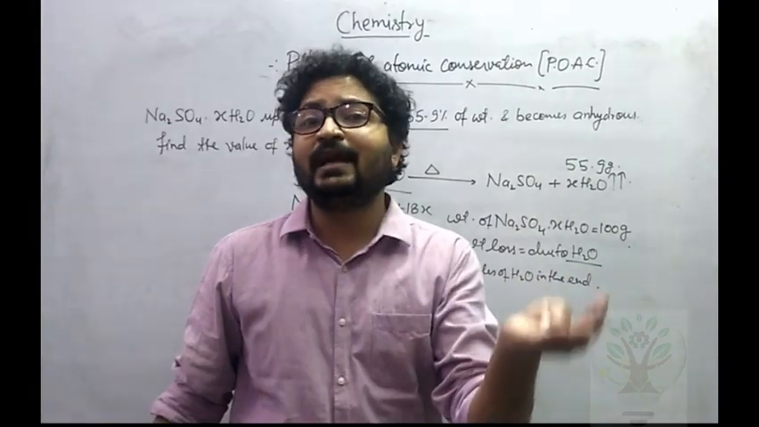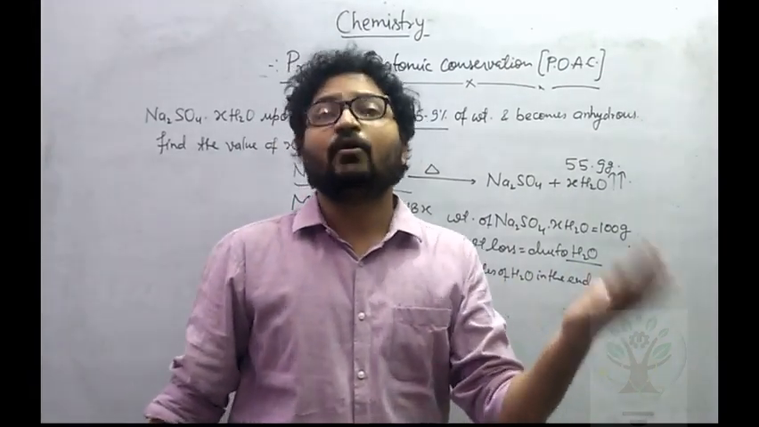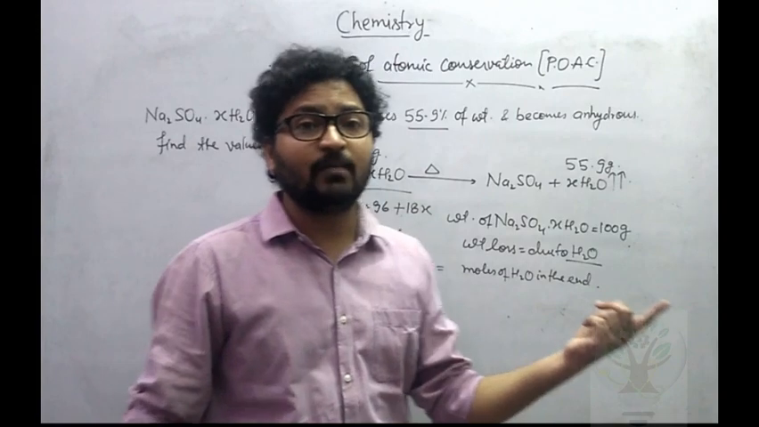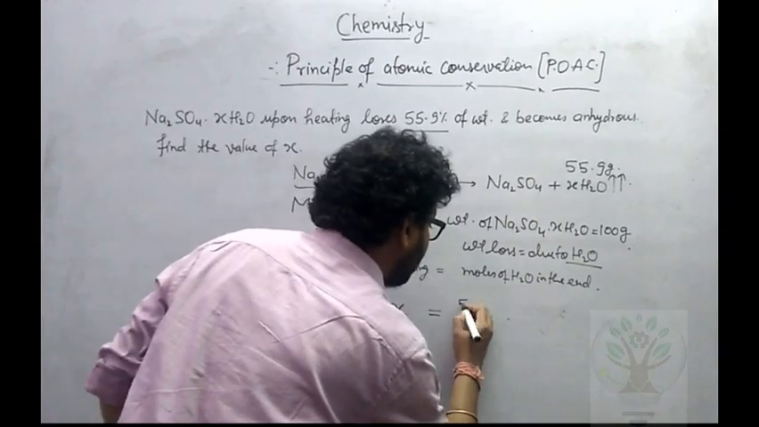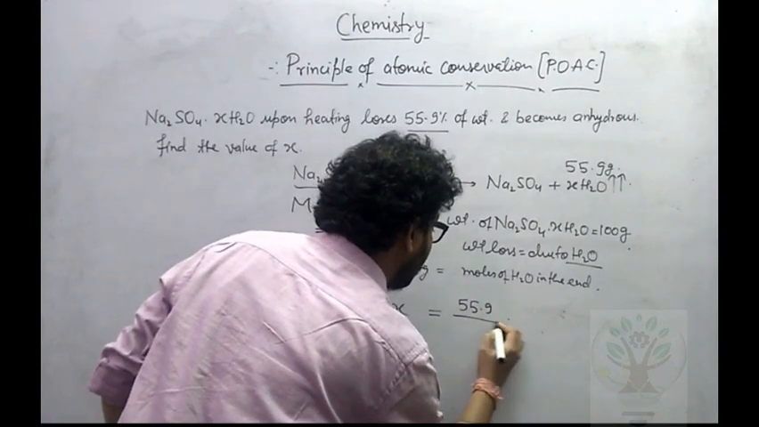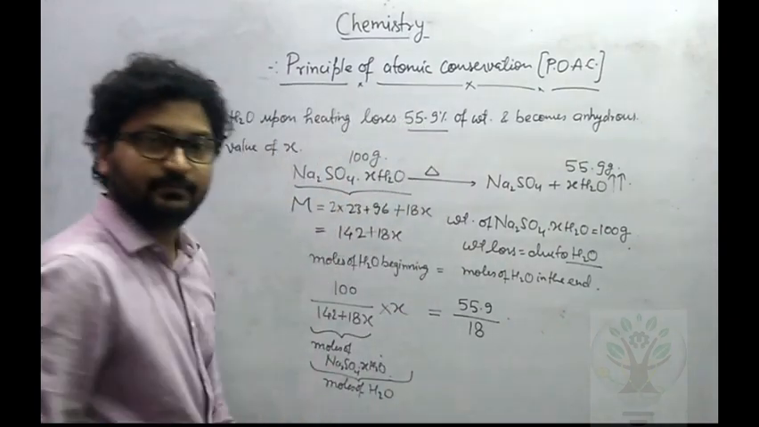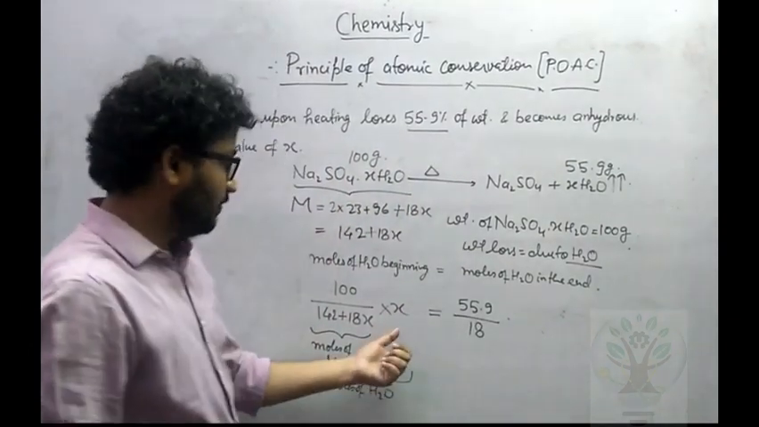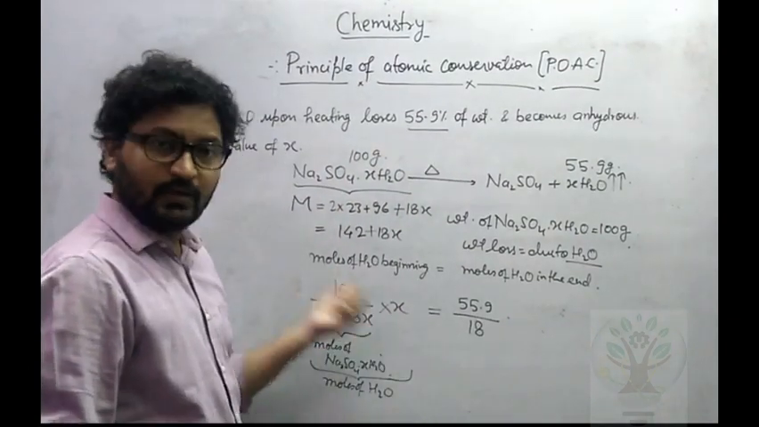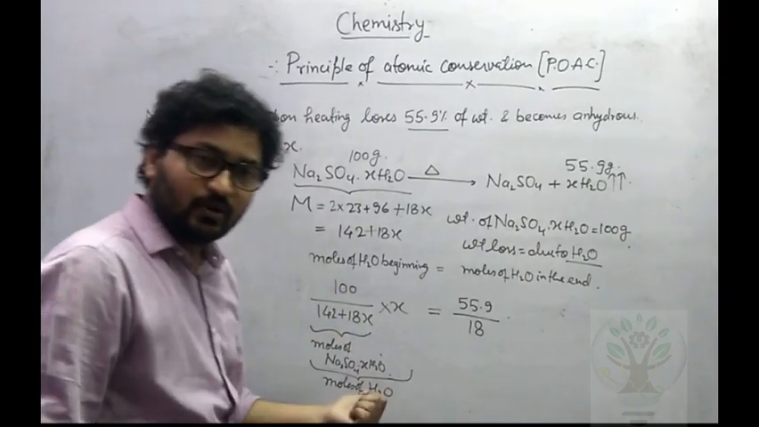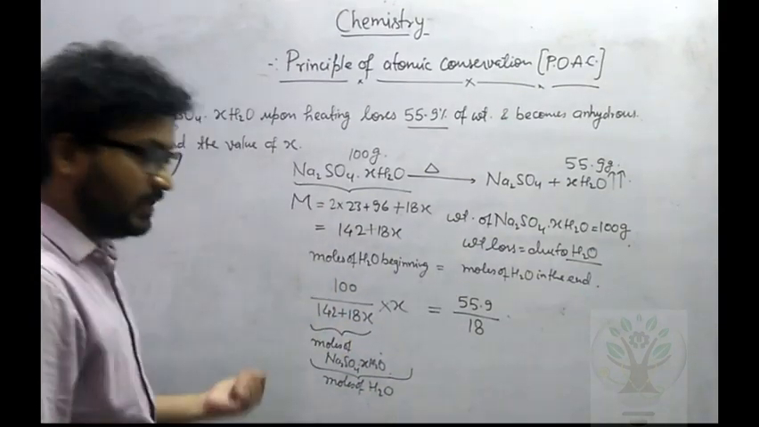So how many moles of water are there in 55.9 gram of water? It will be 55.9 divided by 18. This thing is clear to us. Now you have got an equation for you. Can you solve this equation? Yes, I hope you can.